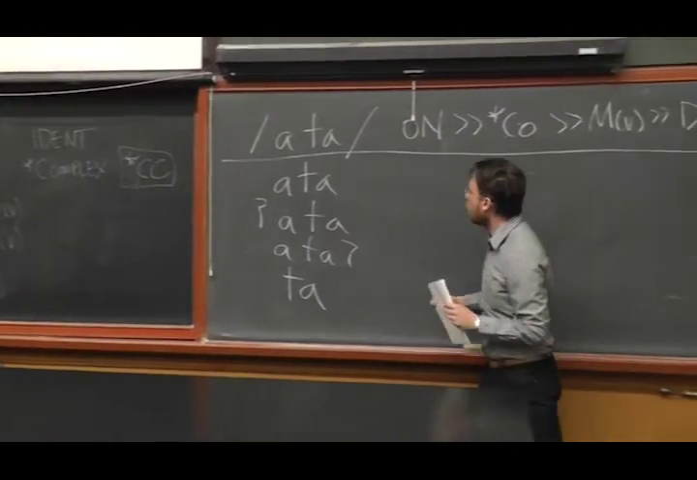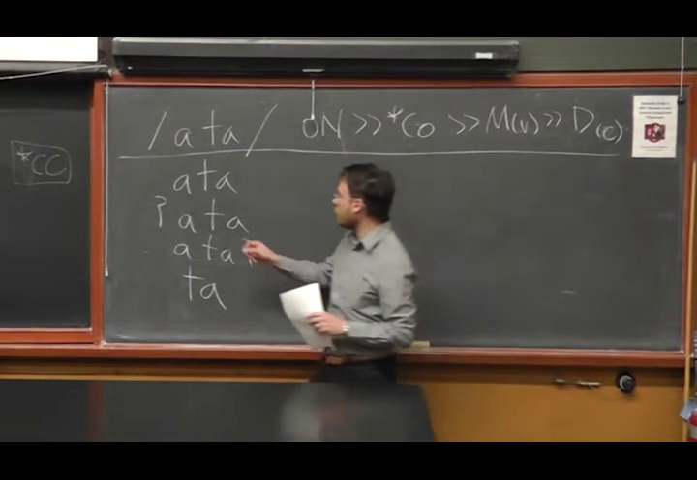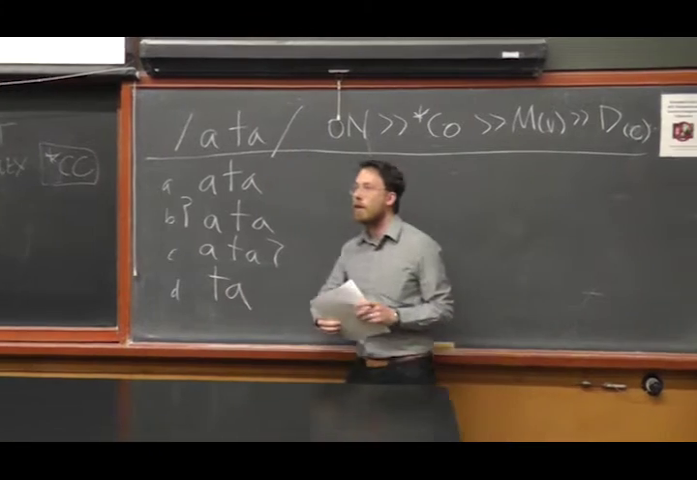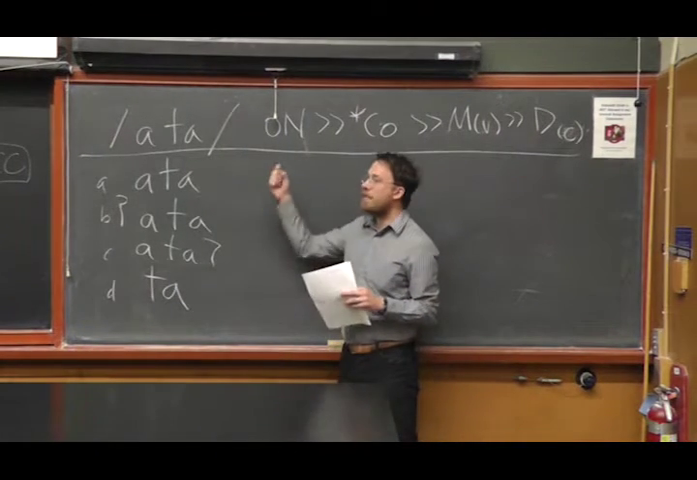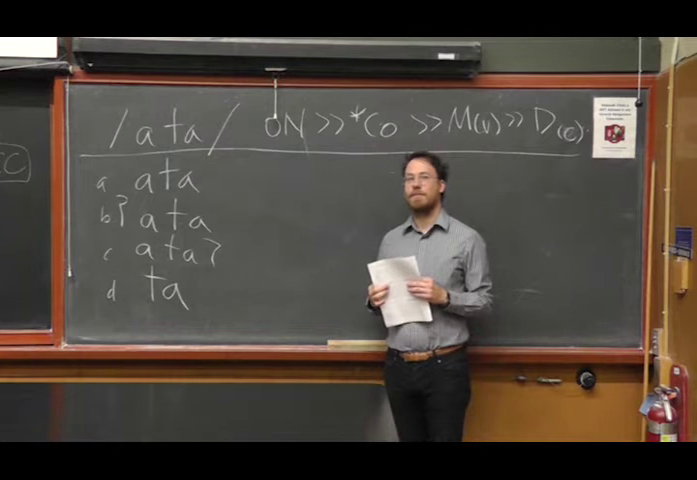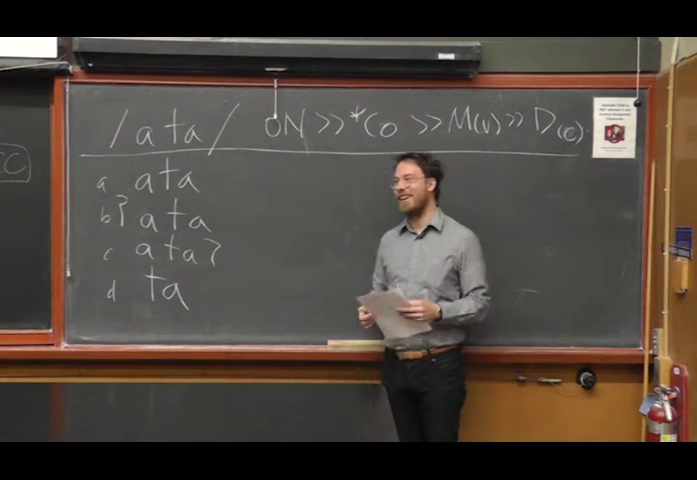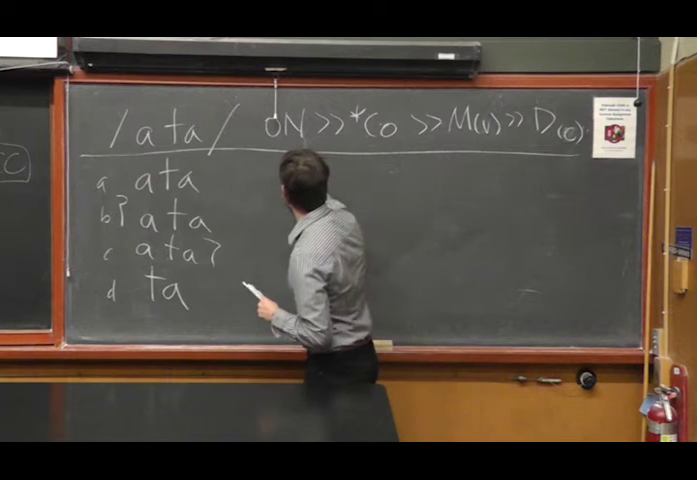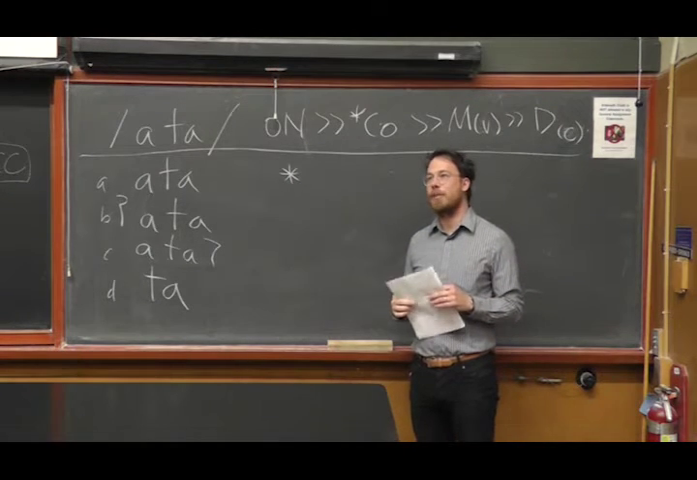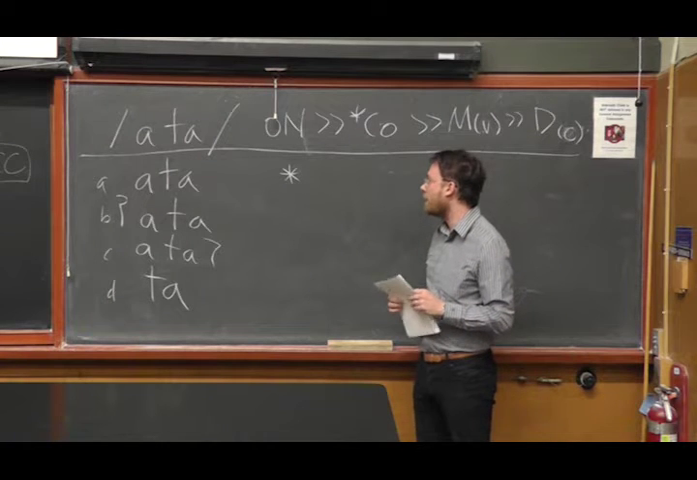So let's look at these, and we always want to label them A, B, C, and D. Then, does A violate onset? Yes. Why? It doesn't have an onset, therefore we put a violation here. Very simple, right? So that's our first step. We put a violation mark there.